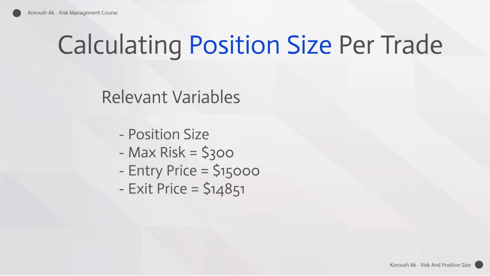And our final variable is the exit price. The exit price in this context is our stop loss. This is exactly what price our stop loss is going to be placed at. So we're entering at $15,000. We're going to place our stop loss at $14,851.